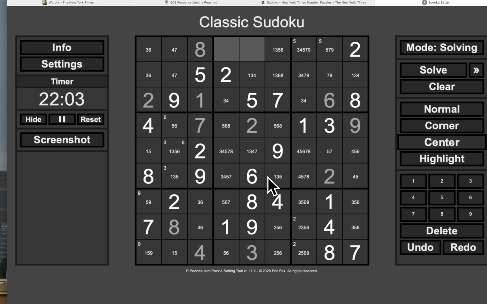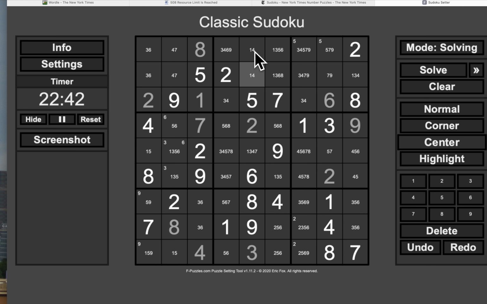Let's see. These two cells cannot be 2, 5, 7, or 8. They could be 1, 3, 4, 6, or 9. This one is not 1. This one is not 3, 6, or 9. Annoyingly, oh, 3, 6, or 9. Okay. That now is not 3.